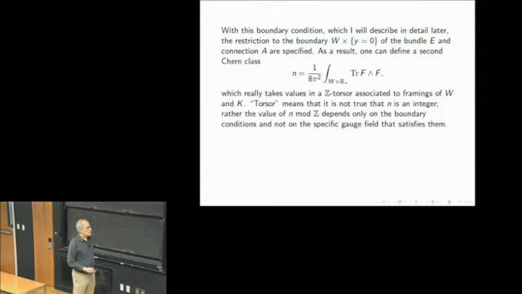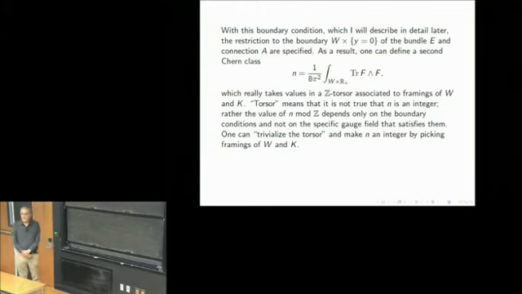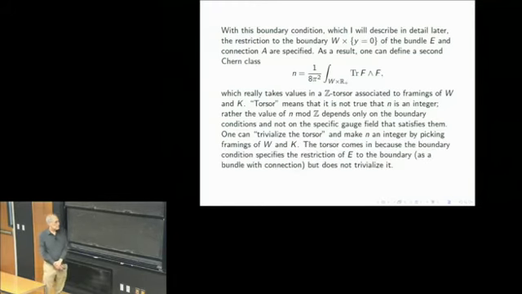So torsor means that n isn't an integer, but the value of n mod Z depends only on the boundary conditions and not on the specific gauge field that satisfies them. You could trivialize the torsor and make n an integer by picking framings of W and K. And if you do that, you essentially will recover the standard framing behavior of the usual quantum knot invariants. So the torsor comes in because the boundary condition specifies the restriction of E to the boundary as a bundle with connection, but does not trivialize it.